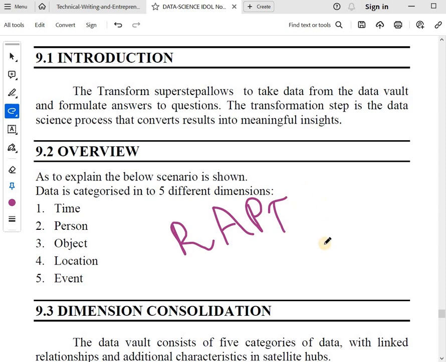Now what comes after transform? Who remembers? 6 super steps. What comes after raptor? It is organize. And what is the last one? Can you tell me? It is report. Clear? Everyone remember this raptor, very important.